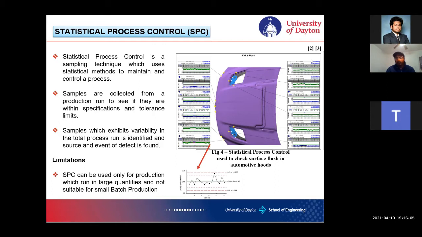The samples that exhibit too much variability will be identified and often are what lead to defects. Eliminating these can be done through a variety of sources, which we will touch on later. SPC can also be used for production that is in large quantities, but it isn't good for small batch production.